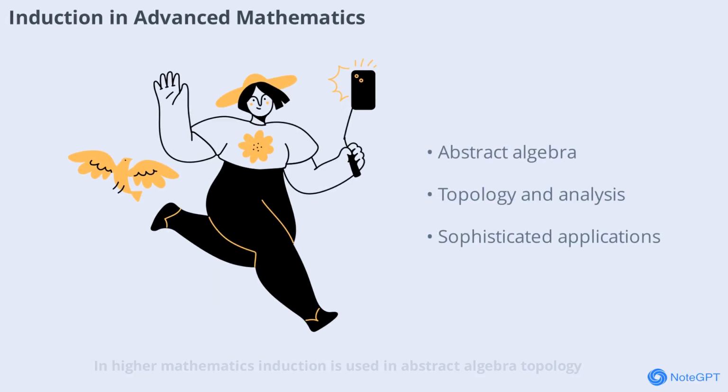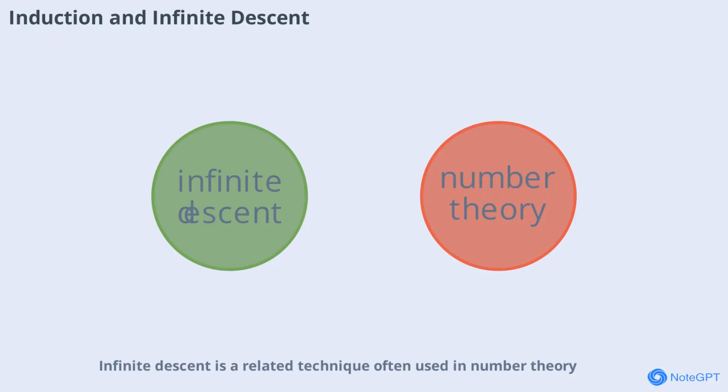In higher mathematics, induction is used in abstract algebra, topology, and analysis. It helps prove properties of structures like groups, rings, and sequences. As you advance in your studies, you'll see induction applied in increasingly sophisticated ways. Infinite descent is a related technique, often used in number theory. Instead of building up from a base case, it shows that if a statement were false, it would lead to an infinite sequence of smaller and smaller counterexamples, which is impossible. This method complements induction in certain proofs.